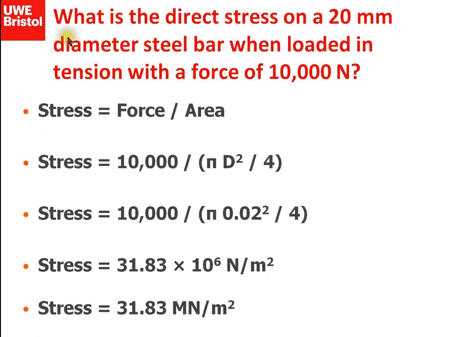Here's an example I did in the lecture where we got a direct stress on a bar. Now if you see just the word diameter, you can assume that it's referring to a cylindrical bar. So we've got a 20 millimeter diameter steel bar which is loaded with 10,000 newtons. The stress in this case is going to be 10,000 divided by the area. So I've got 10,000 divided by pi d squared divided by 4.